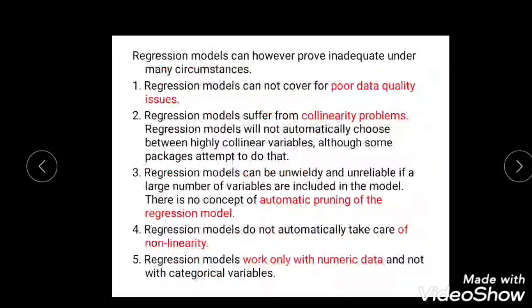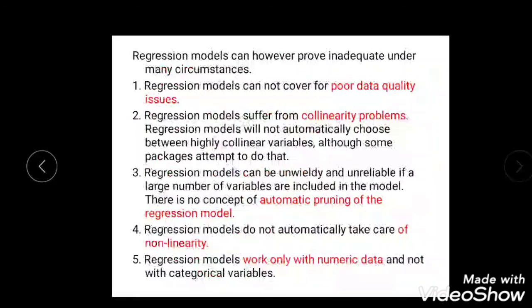There is no concept of automatic pruning of the regression model. See, basically, pruning is done in a decision tree to decrease the size of the tree and to make the decision a little bit better. It is just like grooming. It's like cutting the unimportant or unwanted things out and keeping whatever is required to fit in a model.